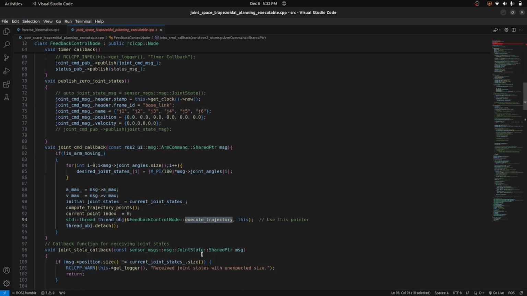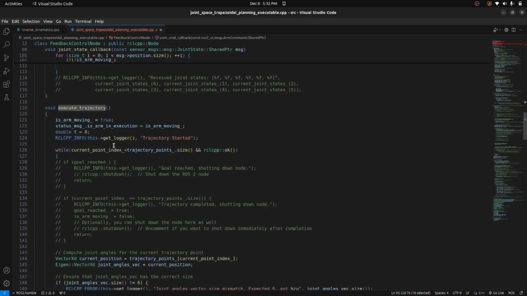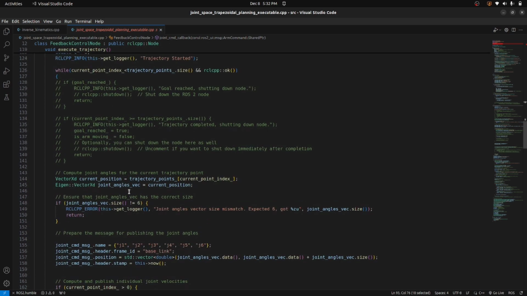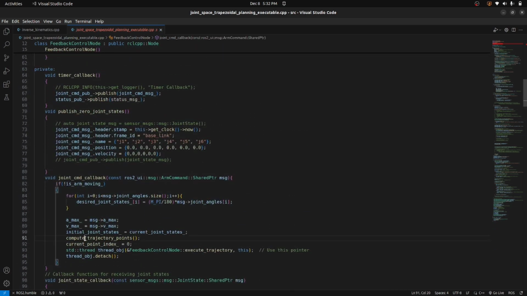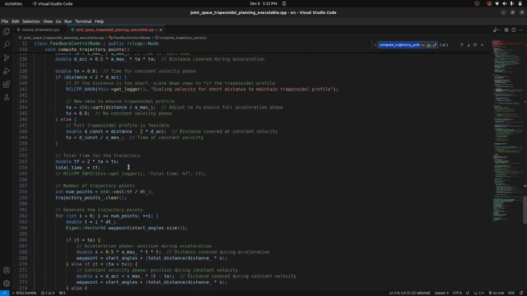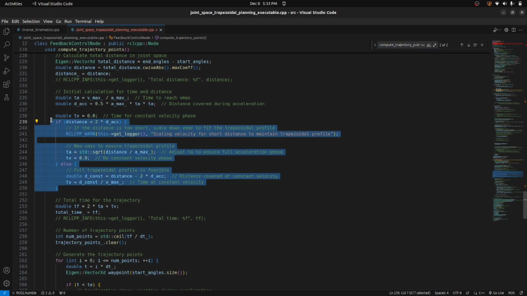Take care of one thing: I have started it in a thread. Why, I will explain later. So what will this execute trajectory function do? It will first find all the points of the trajectory, and then execute the trajectory. It has already found all the trajectory points in this array, that is the compute trajectory points. How it is computed is the same mathematics I have shown you earlier. I also explained how to find whether the full trapezoidal velocity is possible or not. So this is the code behind that.